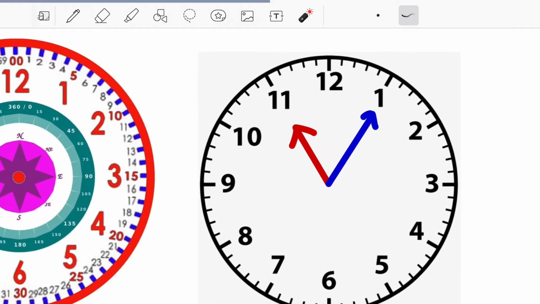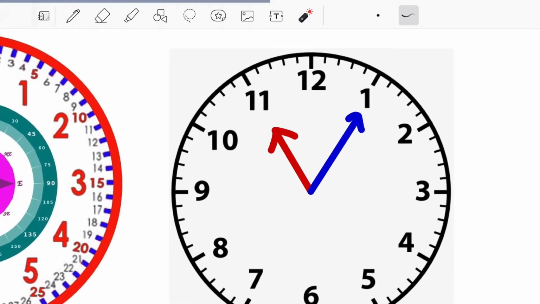So each of these numbers for the minute hand means that it increases by 5 minutes. So this would be 11:05. 5 plus 5 means 11:10. Here means 11:15 or quarter past 11. Right here would be 11:20. 20 plus 5 is 25, so that's 11:25. Right here would be 11:30 or half past 11.